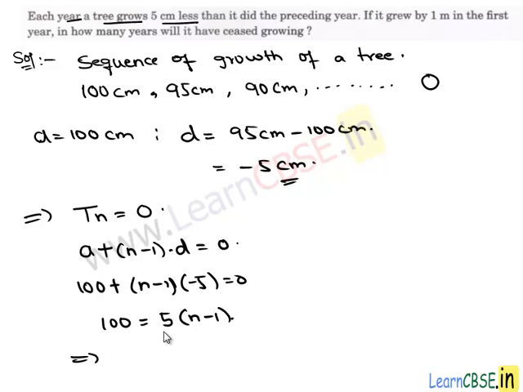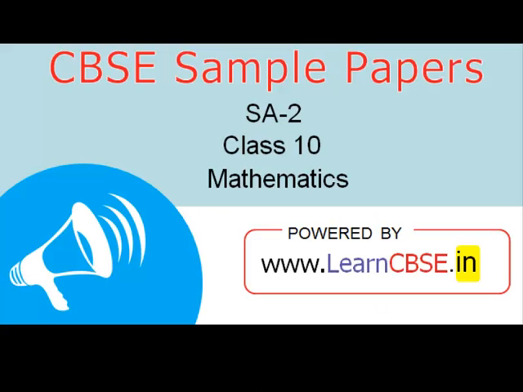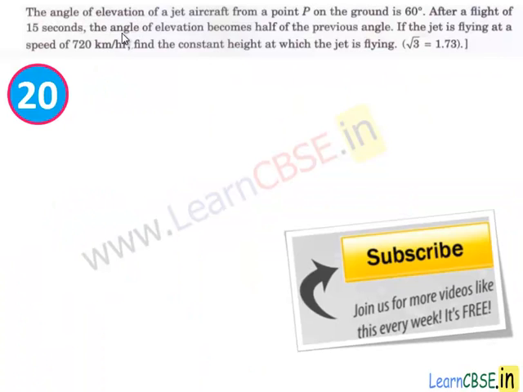On dividing by 5 on both sides, we get 20 is equal to n minus 1. That implies the value of n is 21. Therefore, the tree will stop growing in the 21st year. And this completes our solution. Let's move to the next question.